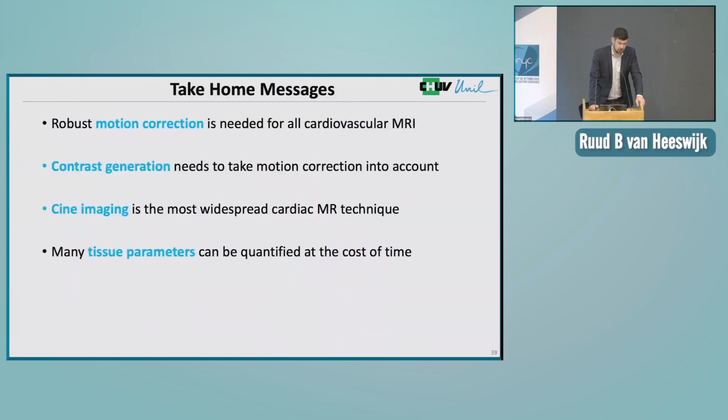So the take-home messages from this intro to basic CMR are indeed that you always need robust motion correction for cardiac MR or cardiovascular MR, and that's really the basis of most imaging sequences, the first thing you need to think about. Then you can start thinking about generating contrast, but only then. The cine imaging that I showed is the most widespread cardiac MR technique, and many tissue parameters can be quantified, at the cost of time.